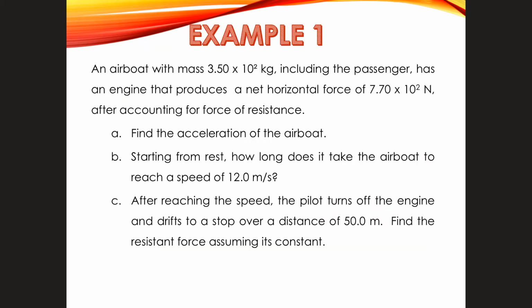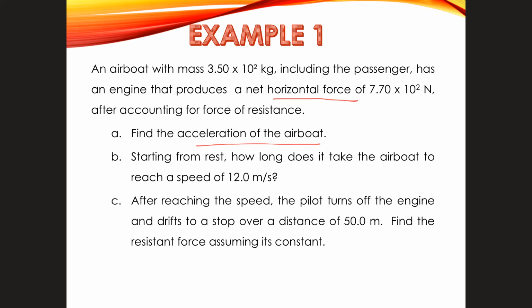So this question, let's solve this question together. An airboat with mass 3.5 × 10^2 kilograms, including the passenger, has an engine that produces a net horizontal force of 7.7 × 10^2 N. After accounting for force of resistance, find the acceleration of the airboat. So this one is going to be very easy.